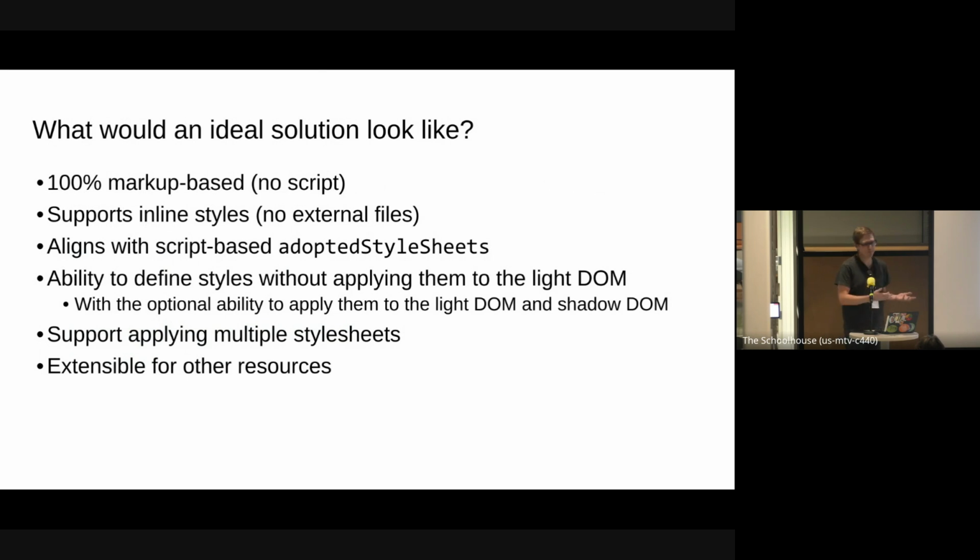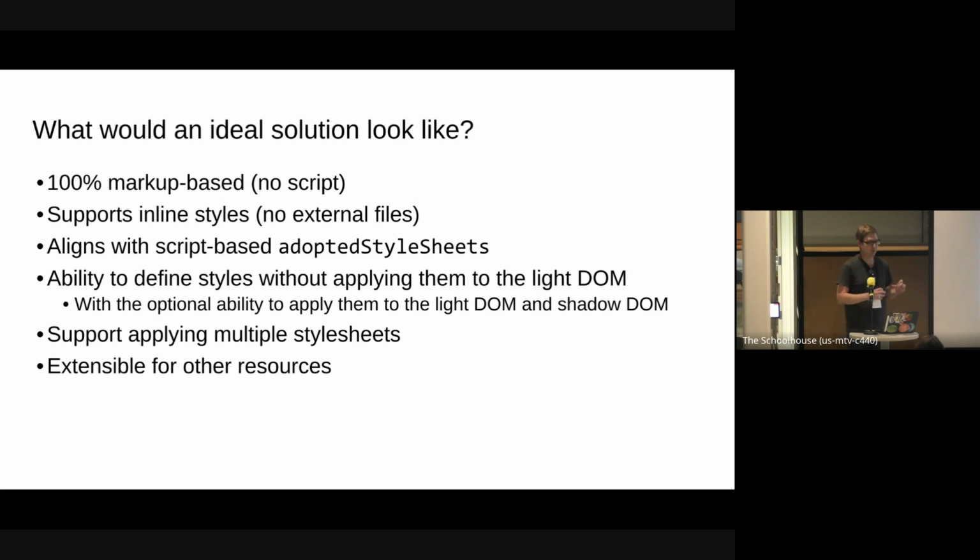So I mentioned I tried to find out what an ideal solution would look like, and this is what I came up with. We wanted all markup based, so no script, because like I said, you can do this today with script, and it's not ideal. We'd want it to support inline styles. This is where the link rel solution falls short. It would have to make sense with the existing adopted style sheets, because that's an API that shipped in 2019. So we didn't want to invent something totally new and leave that gap there.